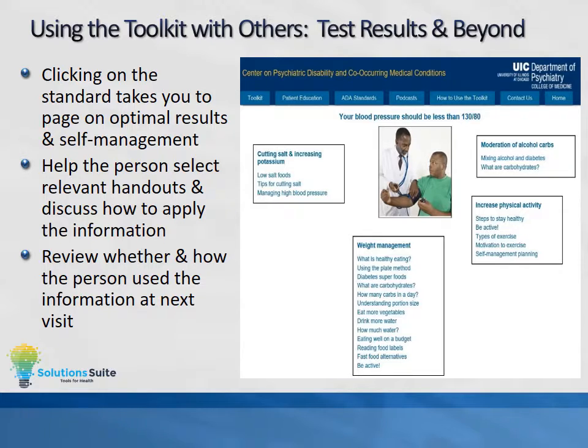Next, print out the handout and discuss how the person might use the information to improve their blood pressure result for next time. At the person's next visit, briefly review the education content and see whether the person reduced their salt intake or exercised more.